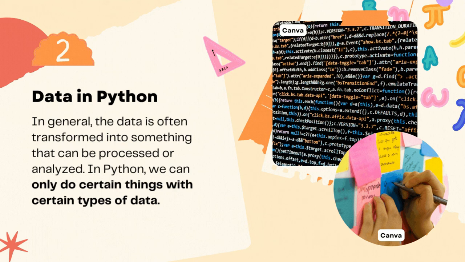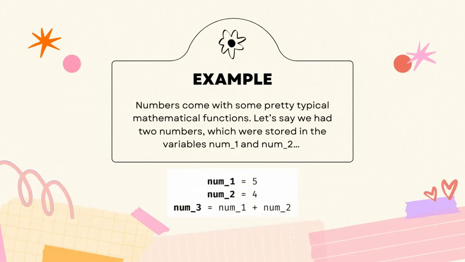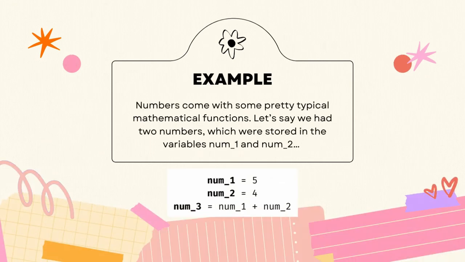In Python, we can only do certain things with certain types of data. In each type of data, whether that's a string, which we'll talk about next week, a number, a list, a dictionary, or a tuple, all of these come with a set of functions that are possible for that data type. For instance, numbers come with some pretty standard mathematical functions.